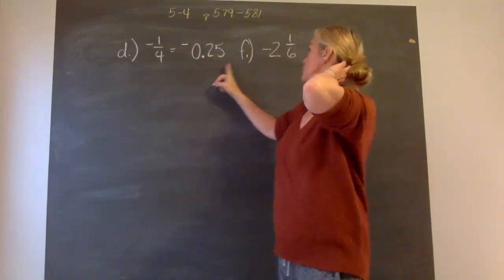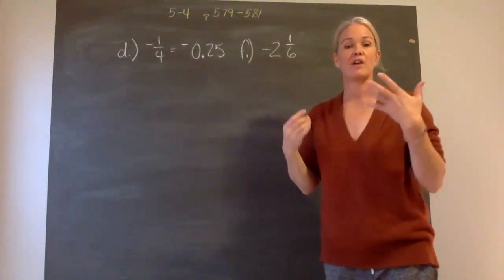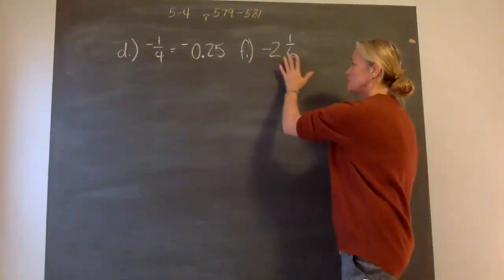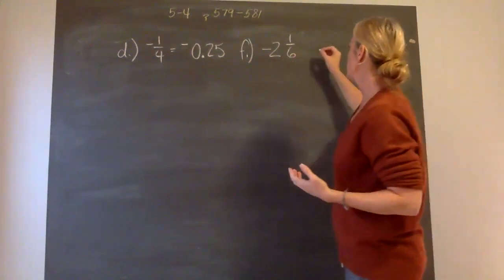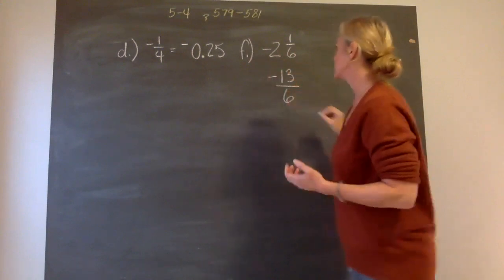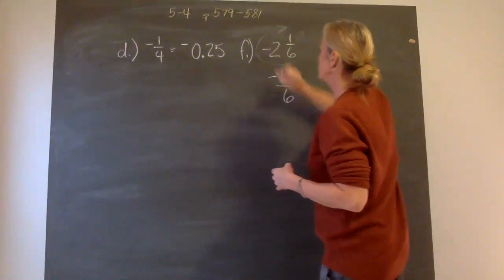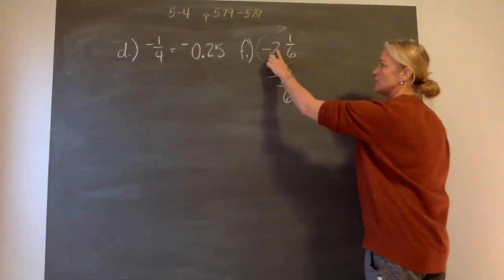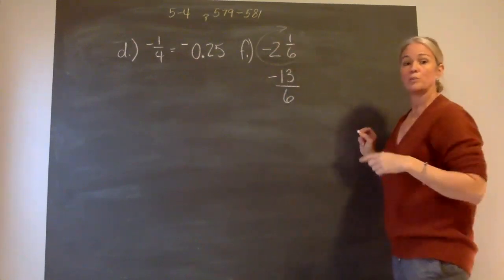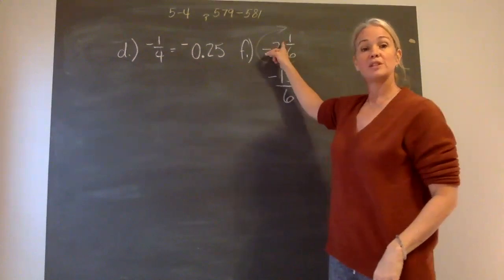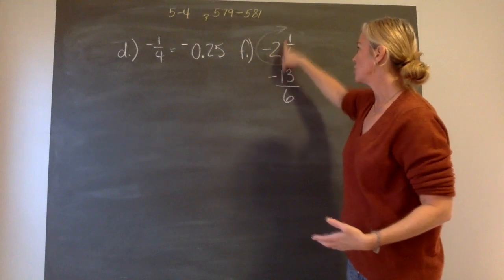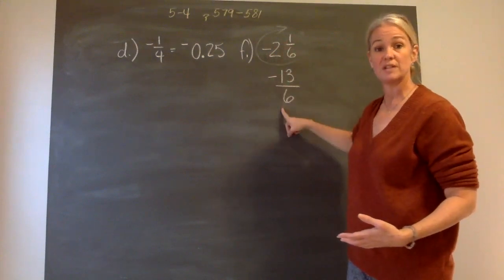Now we jump over to letter F. In letter F, we have a whole number and a fraction. We call that a mixed number. One way you can handle mixed numbers is to change them to an improper fraction. We could change this to 13/6. To do that, multiply the denominator times the whole number: 6 times 2 is 12. Add on the numerator: 12 plus 1 is 13. So negative 2 and 1/6 as an improper fraction is negative 13/6.